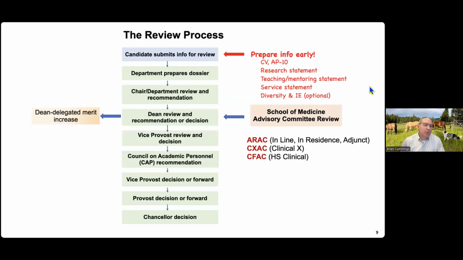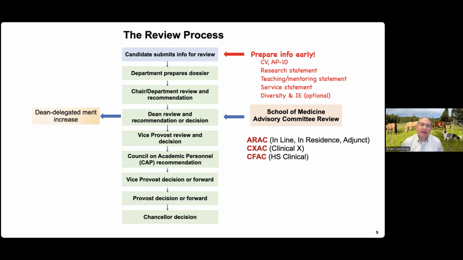So what is the review process? The review process always starts with the candidate. You're responsible for pulling together information, updating your CV, translating some of that data into the AP10 form, and writing a research statement, a teaching statement, and a service statement. Diversity and inclusive excellence is optional; it's only required during your initial appointment. So you prepare this initial set of information and you combine that with the dossier that your department pulls together. Then that information goes to a department review committee and evaluation.